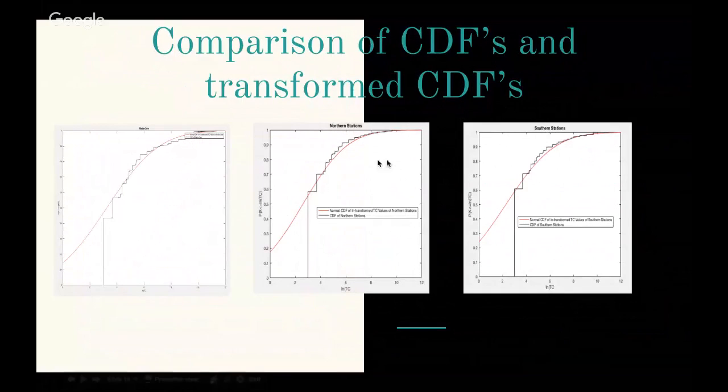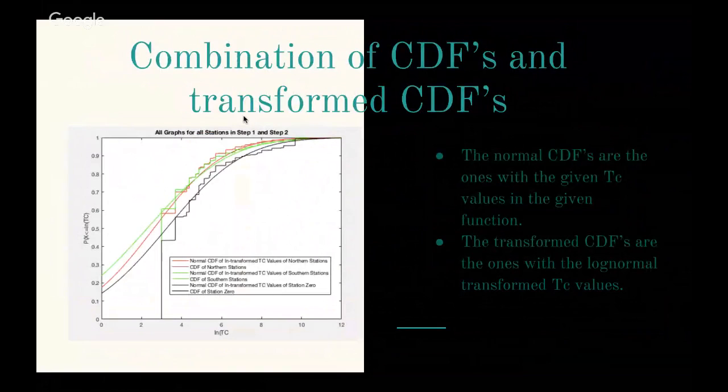And this is a graph comparing the red line, which is the transformation graph, and the black line, which is the normal CDF. As you can see, the normal CDF is a discrete value compared to the log transformed data, which is a smooth continuous function. And for the most part, they are pretty similar in their curvature. And this is with all of the graphs combined for question 1 and 2.